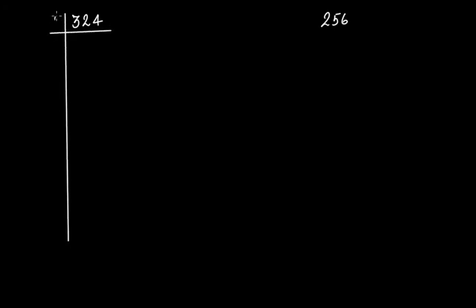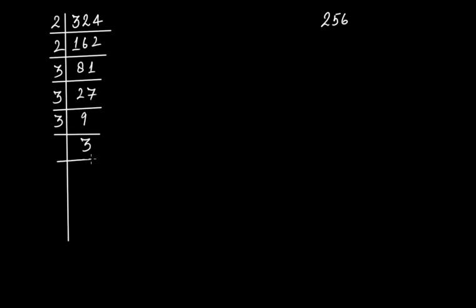This goes divided by 2, so 162, then 81, then you get 27, and you get 9, 3, then 1. So you have 2 times 2 times 3 times 3 times 3 times 3.